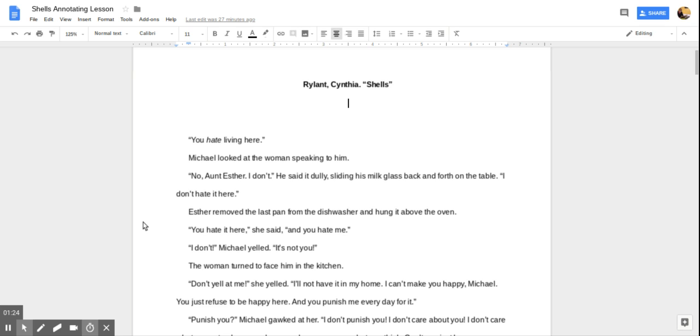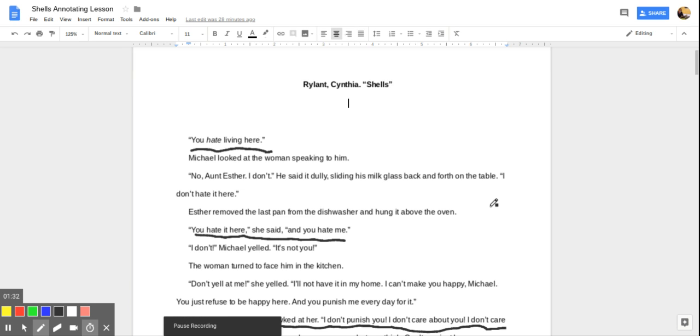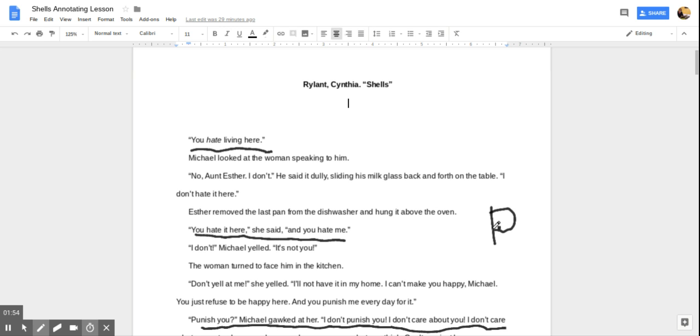So in the beginning of the story, we find the problem of the story, which I'm going to underline now. Now, I don't have to highlight every single line to show that there is a real problem between Esther and Michael. They're fighting to start the story, and they're talking about hating or not hating each other. So I'm going to start and put a P for problem.